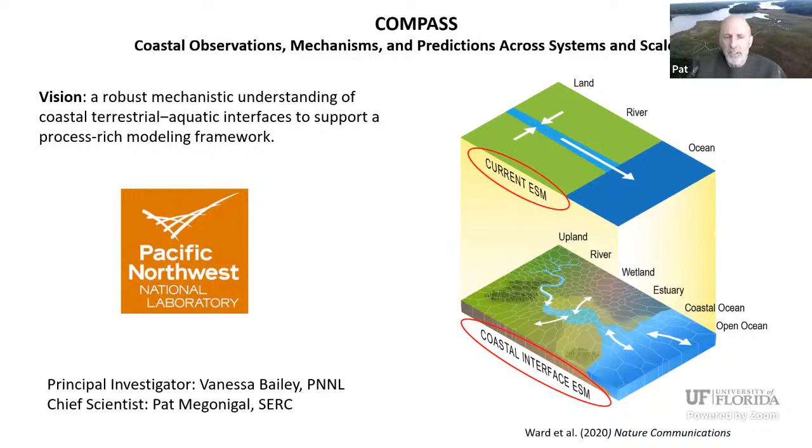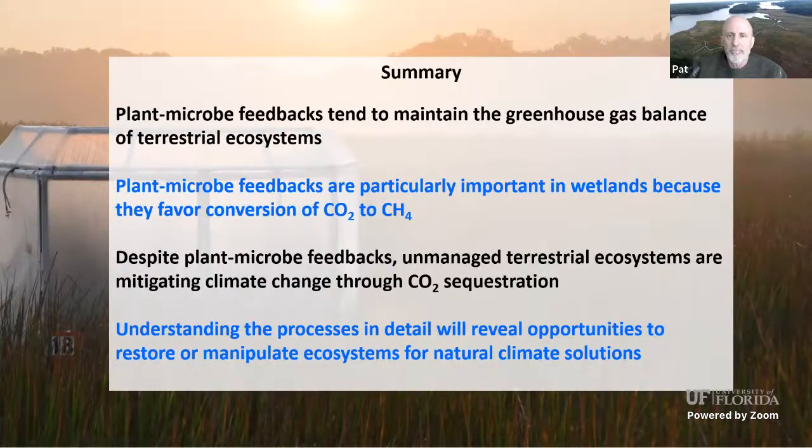So that's the big vision of this new project, which is being led by Pacific Northwest National Lab. And I would say it's been inspired in a lot of ways by the work at GCREW that I presented. And so this is how we're trying to scale up. So just to summarize, I believe that these plant microbe feedbacks tend to maintain homeostasis on the greenhouse gas balance of terrestrial ecosystems and also probably aquatic ones. They're particularly important in wetlands because wetlands tend to be sources of methane, and methane has such a high global warming potential that it adds a really important element to that general concept.